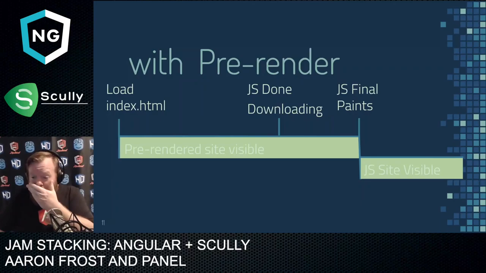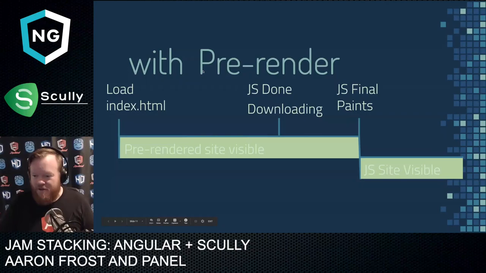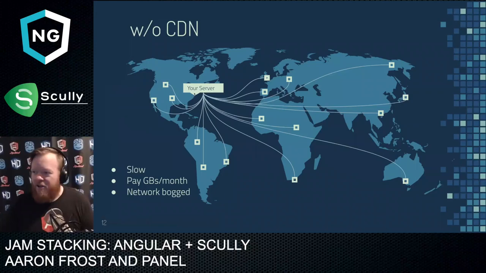All right, so that's with pre-rendering. Let's come over here. So now let's talk about with the CDN, without a CDN. I want you to imagine a user. Your server's over here, maybe on the East Coast in the United States, and your users are distributed across the world. Anytime they want your index.html or any of your assets or any of your API calls, they've got to travel clear around this blue spaceship that we're all on, right?